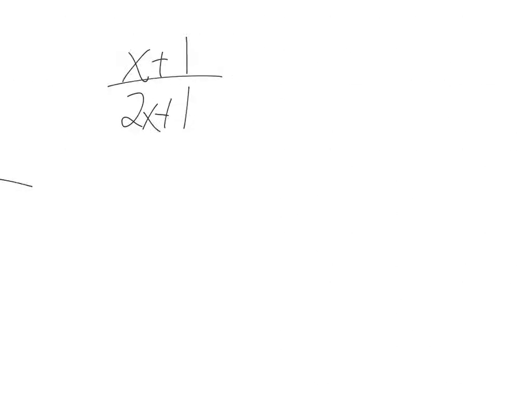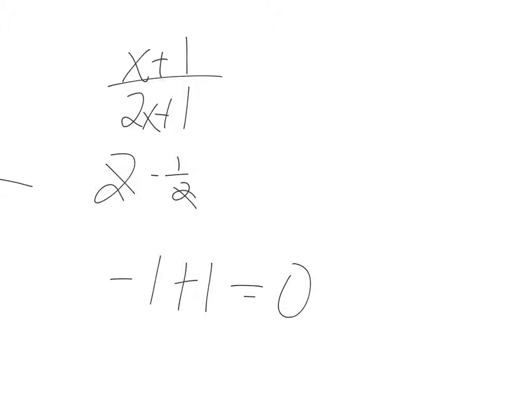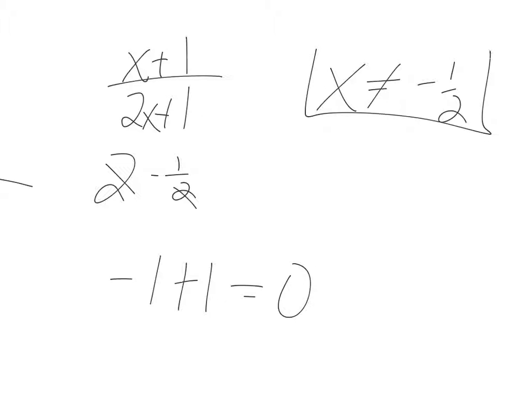So, if we think about it, almost every number here could work except 2 times negative 1/2, which would end up equaling negative 1, and negative 1 plus 1 equals 0. And that will not work. So we can say x cannot equal negative 1/2. And there is our answer.